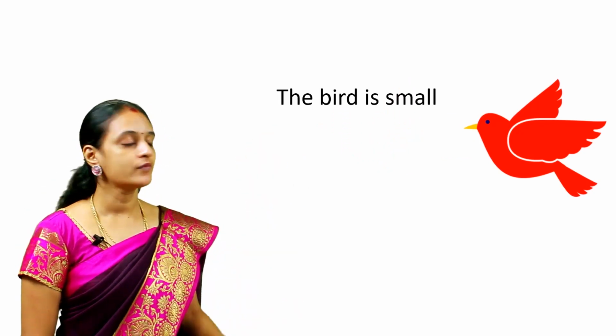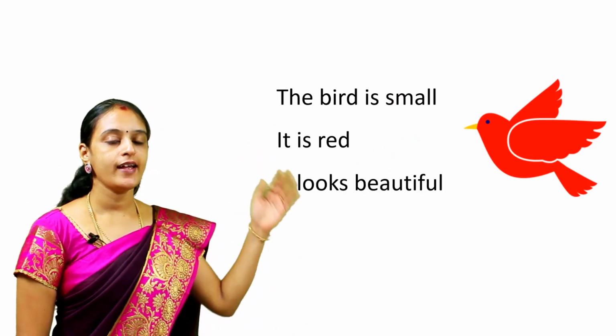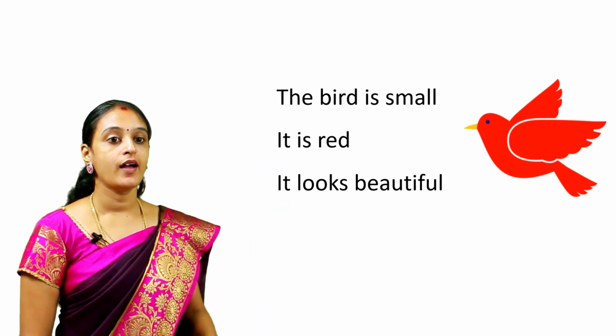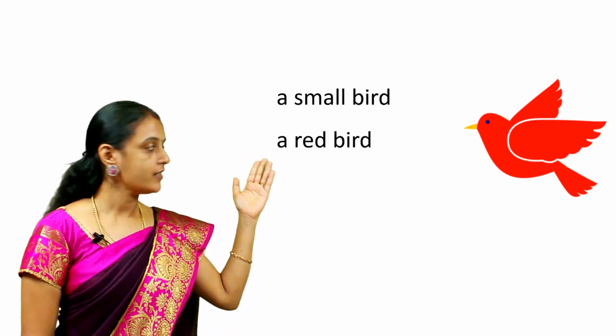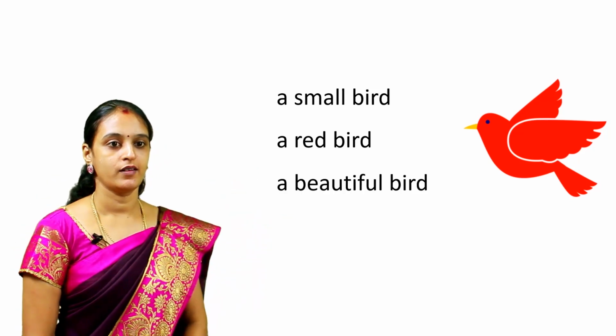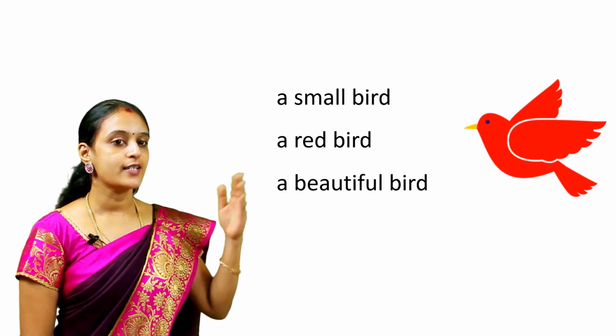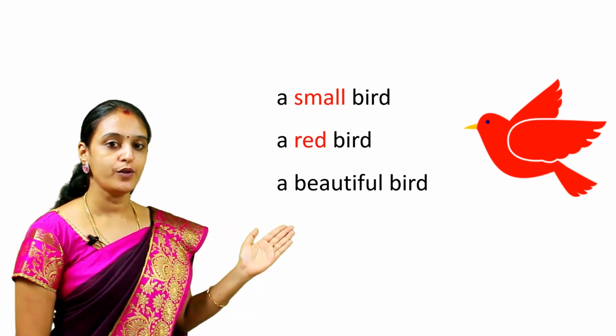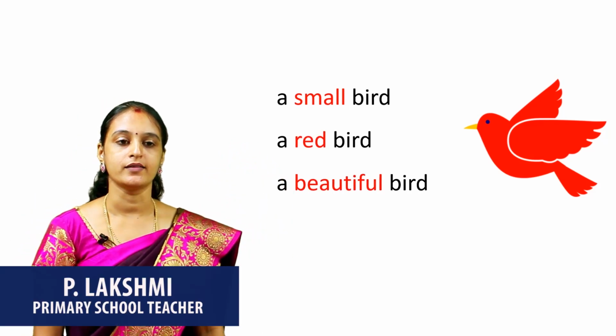Dear students, look at this picture. Could you see a bird? Can you tell something about this bird? The bird is small. It is red. It looks beautiful. It can also be said a small bird, a red bird, a beautiful bird. The words small, red, beautiful describe the bird.